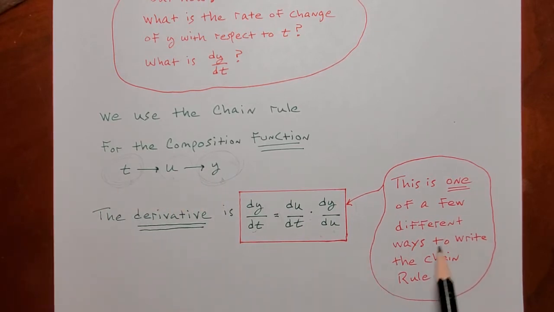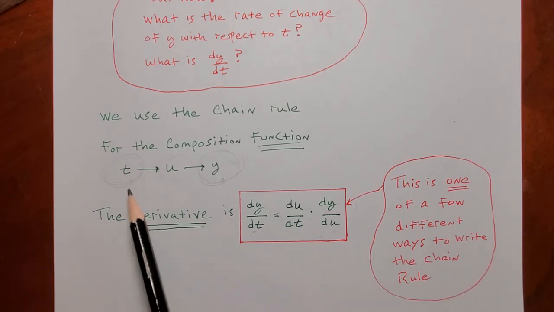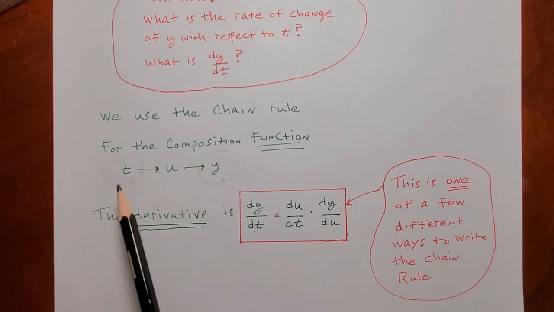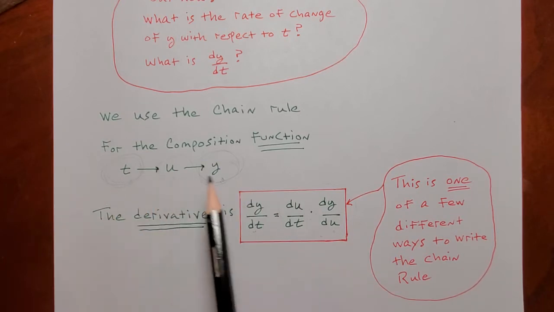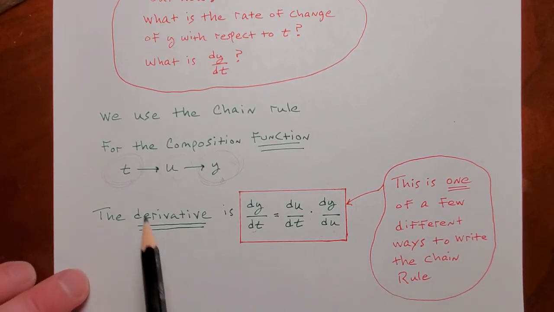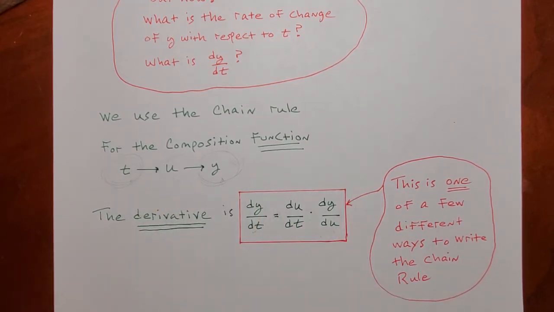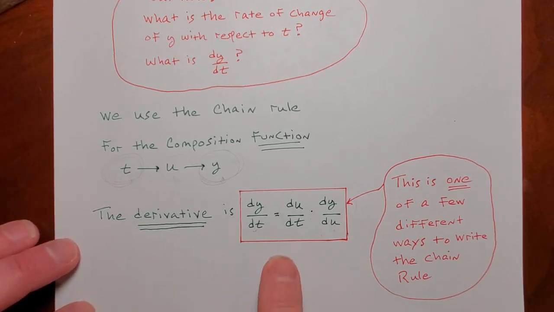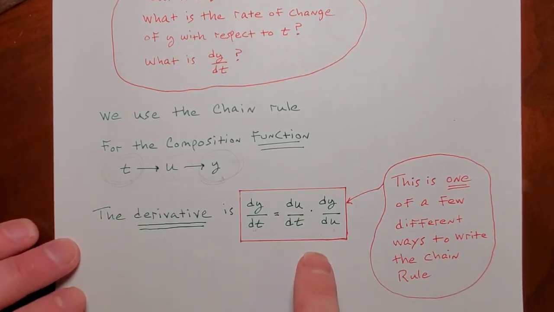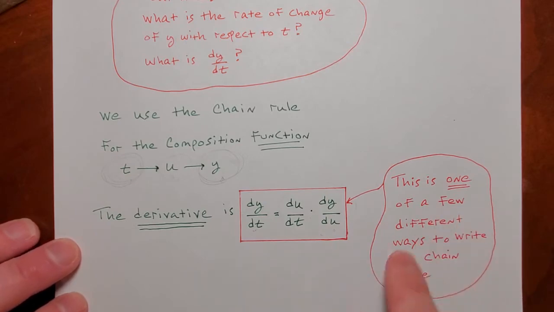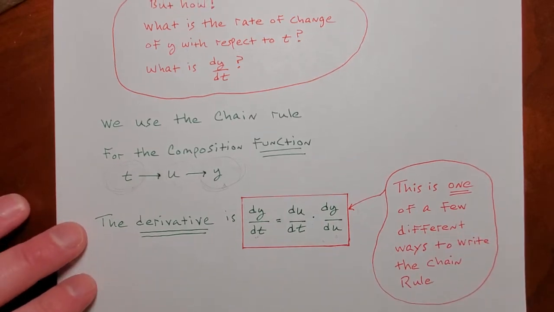Now, this is one of a few different ways that you could write the chain rule down, and it's not the only way that you'll see it. And of course, the variables could be different. They could be a, b, c, x, y, z, and it really doesn't matter what the variables are. It's the structure of this that I'm trying to get you to understand. So that's how I'm going to use the chain rule in this video, even though there are other ways I could write it down.